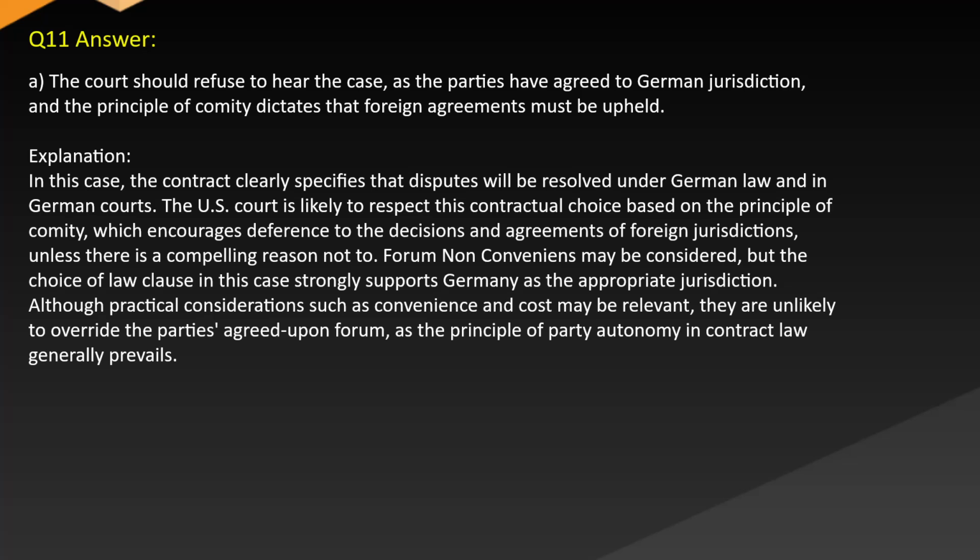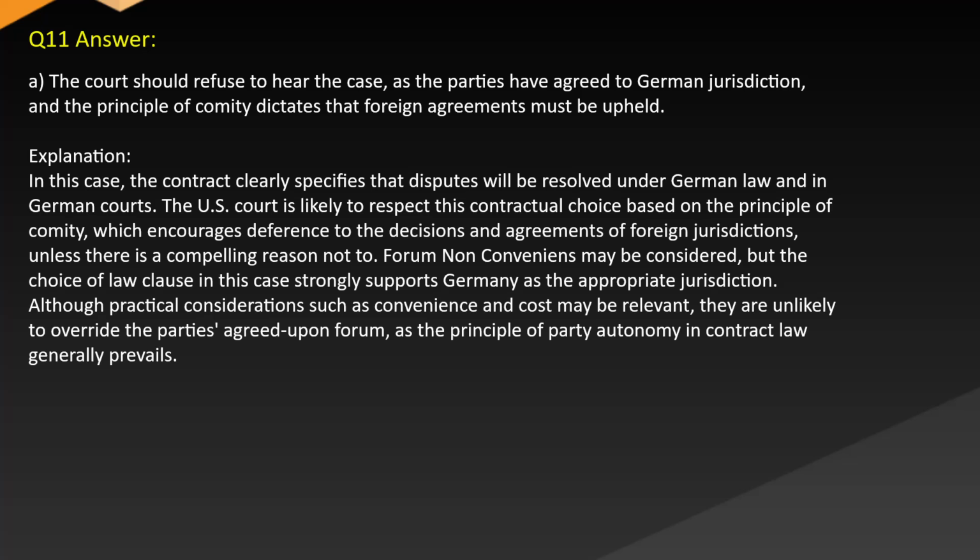Answer. A. The court should refuse to hear the case as the parties have agreed to German jurisdiction and the principle of comity dictates that foreign agreements must be upheld. Explanation. In this case, the contract clearly specifies that disputes will be resolved under German law and in German courts. The U.S. court is likely to respect this contractual choice based on the principle of comity, which encourages deference to the decisions and agreements of foreign jurisdictions unless there is a compelling reason not to.